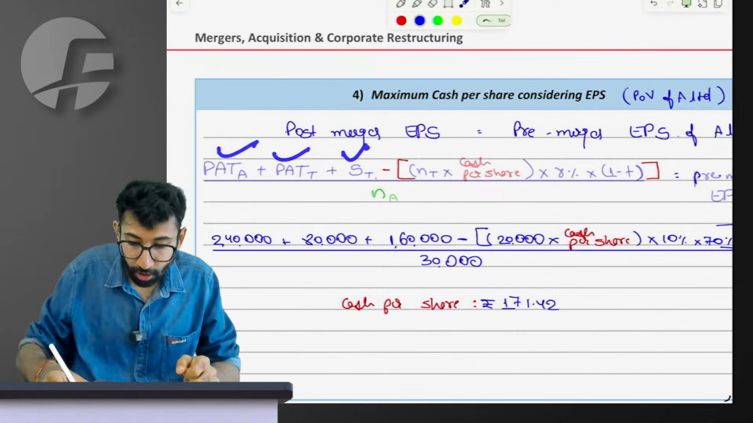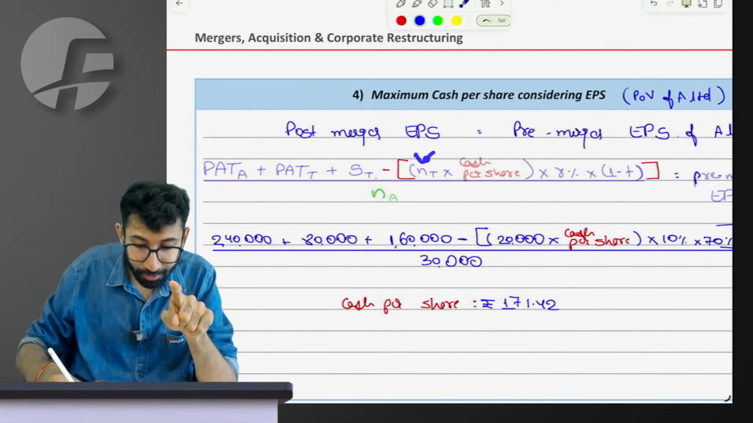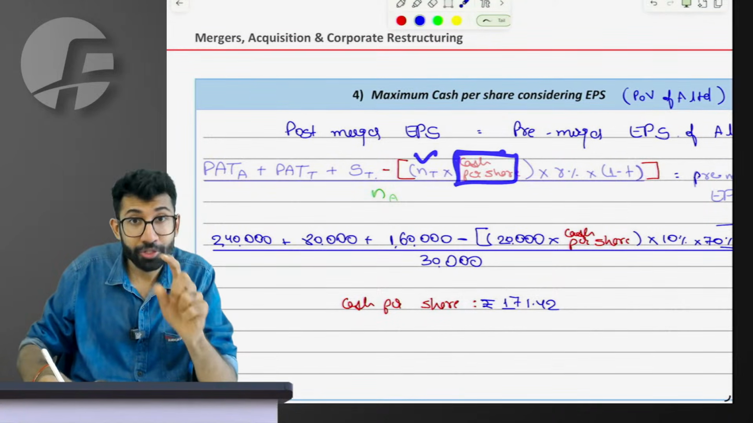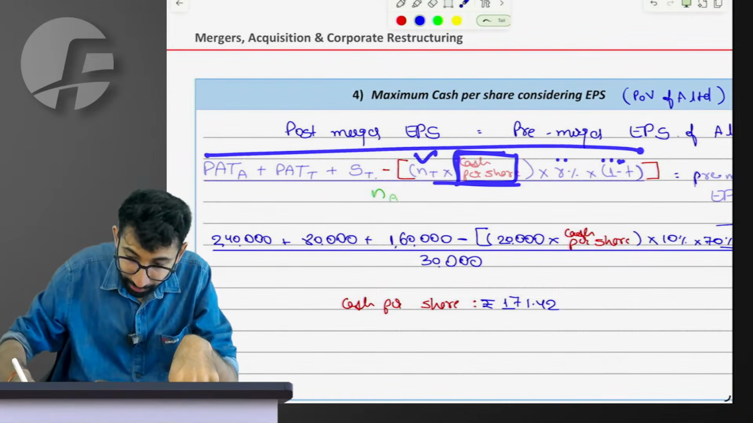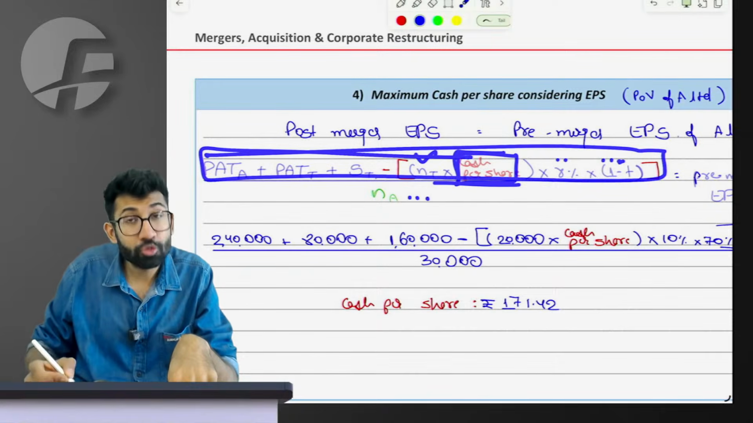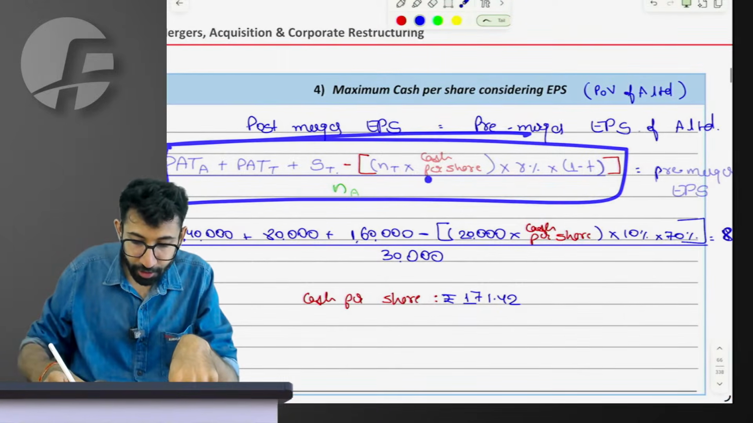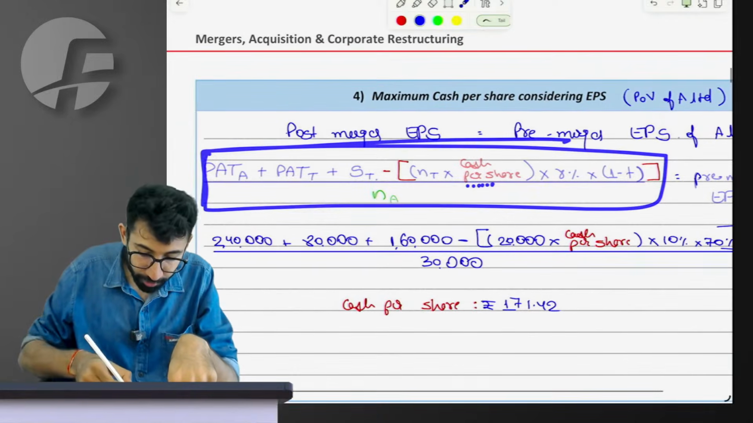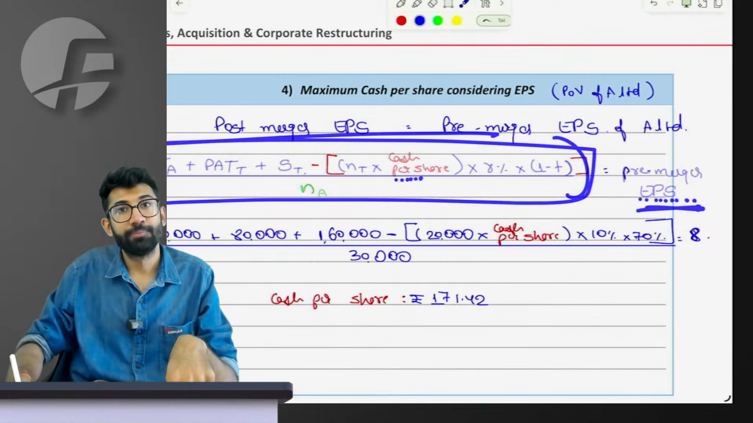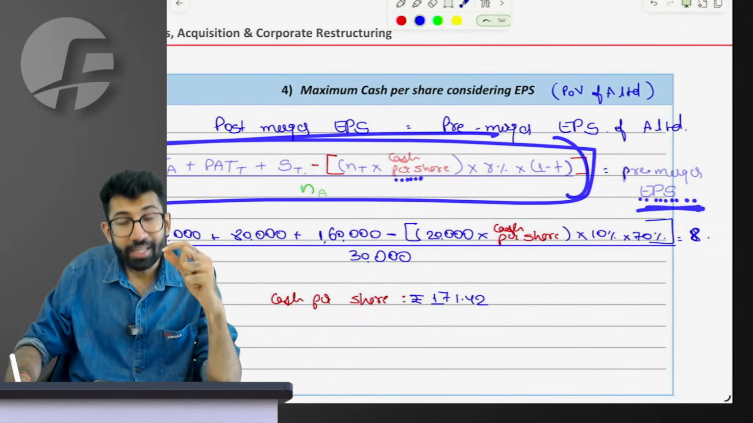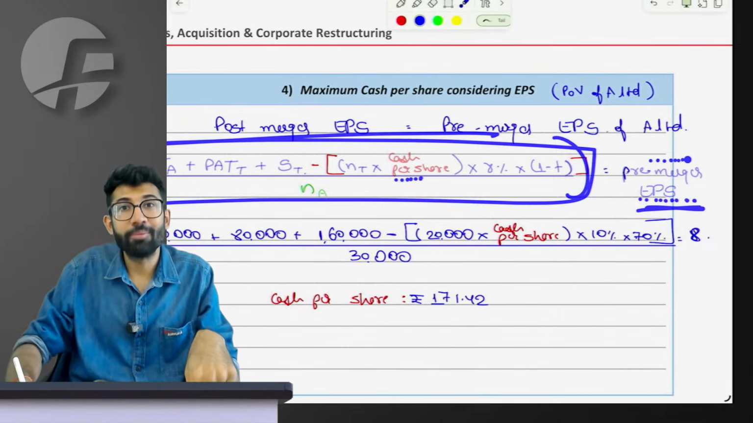minus that interest cost. So on your 20,000 shares, we are ready to give you such a cash per share that on that total amount, when I pay interest after tax, I get post-merger PAT, divided by post-merger number of shares, I will get post-merger EPS. So such a cash per share we are ready to give you that the post-merger EPS so calculated is at least equal to pre-merger EPS. The post-merger EPS so calculated is at least equal to pre-merger EPS.